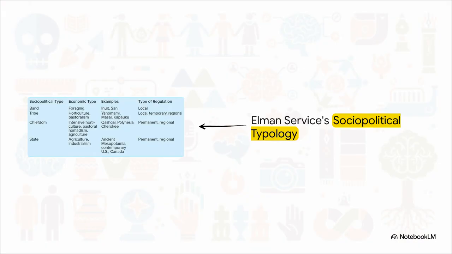Be ready to outline Elman Service's typology on the test. You need to show how political control scales up from egalitarian, kin-based bands and tribes to highly stratified chiefdoms and finally to law-enforcing states. If you have foragers, you generally have a band. But if you have agriculture and massive populations, well, you're going to need a state with a formal government, armies, and police just to maintain social control.